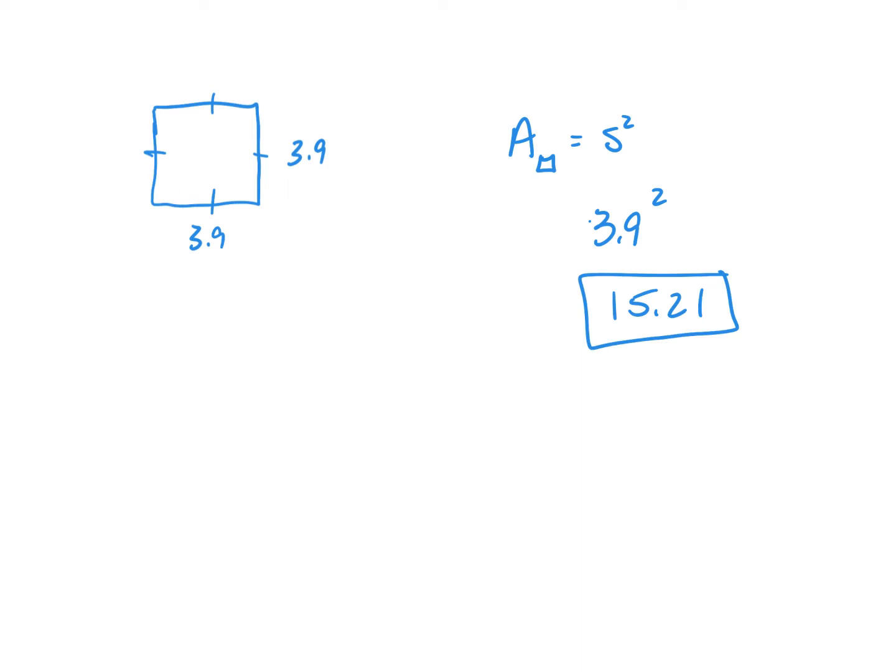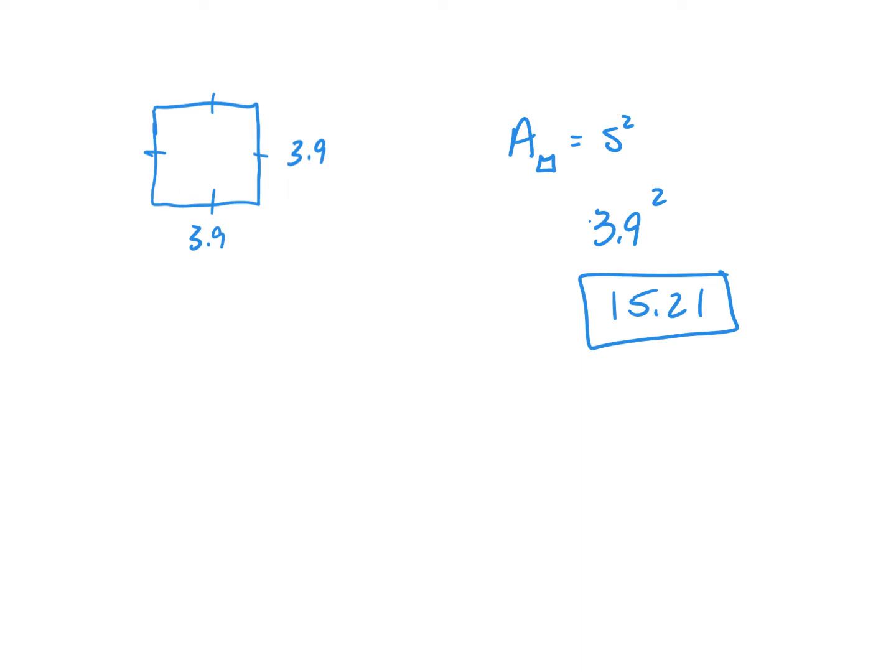In a square, all sides are equal, so we've got 3.9 over here and 3.9 over here. You can put side squared. Area of a square is side squared. It's the only one that's like that. And we put 3.9 squared, which is 15.21. Those are easy. All right?